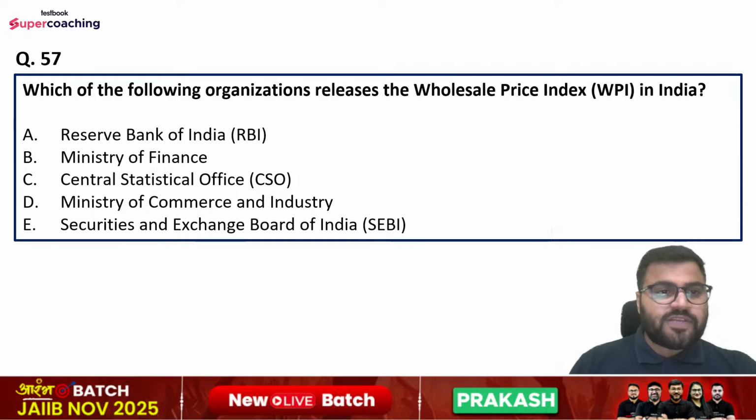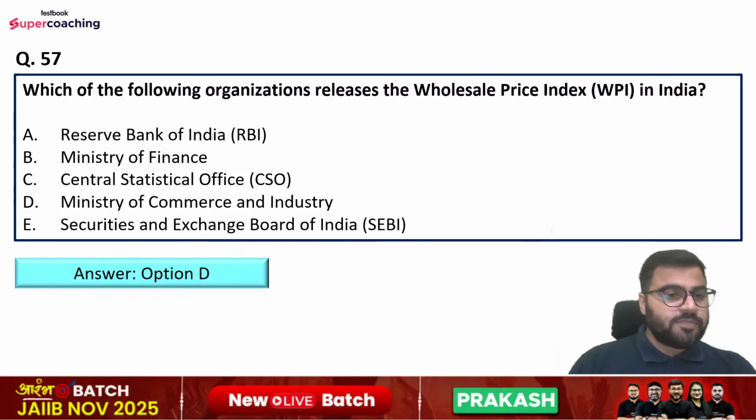Question number 57, which of the following organizations releases the wholesale price index in India? Options are Reserve Bank of India, Ministry of Finance, Central Statistical Office, Ministry of Commerce and Industry, or SEBI. The right answer is option number D.